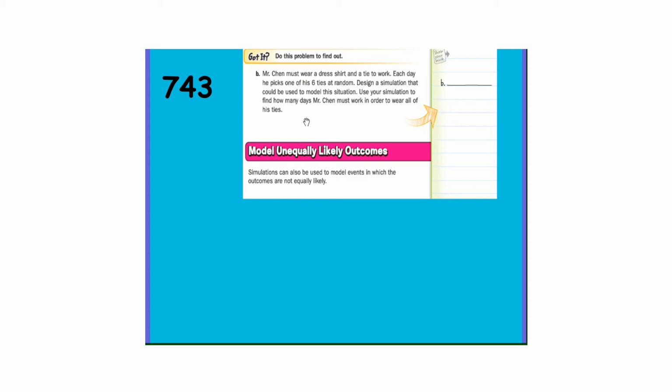So go ahead, and we have 6. So think of something that we've used that represents 6 outcomes. Pause and go ahead and try that one. Okay, for this one, 6 outcomes. It's a number cube. That one usually is very easy.